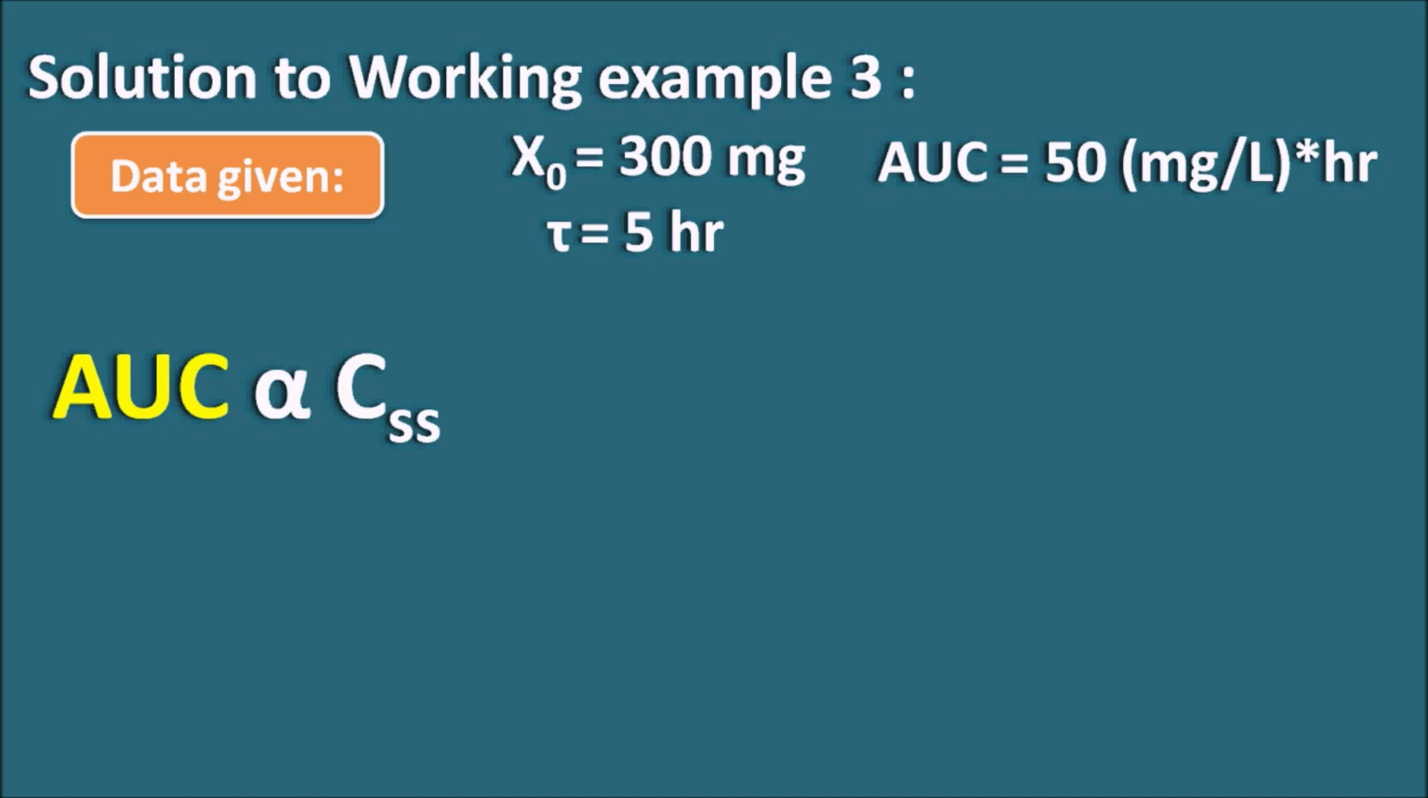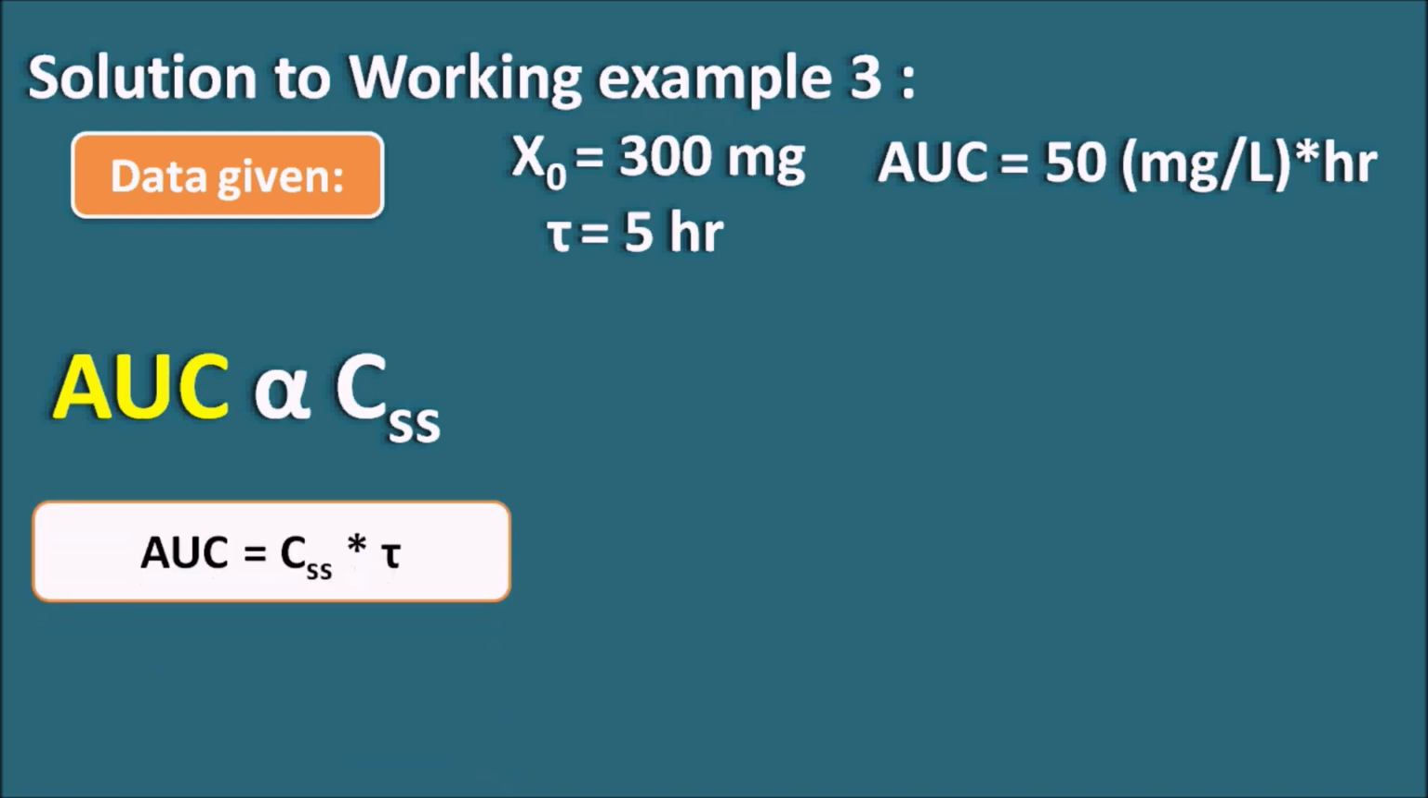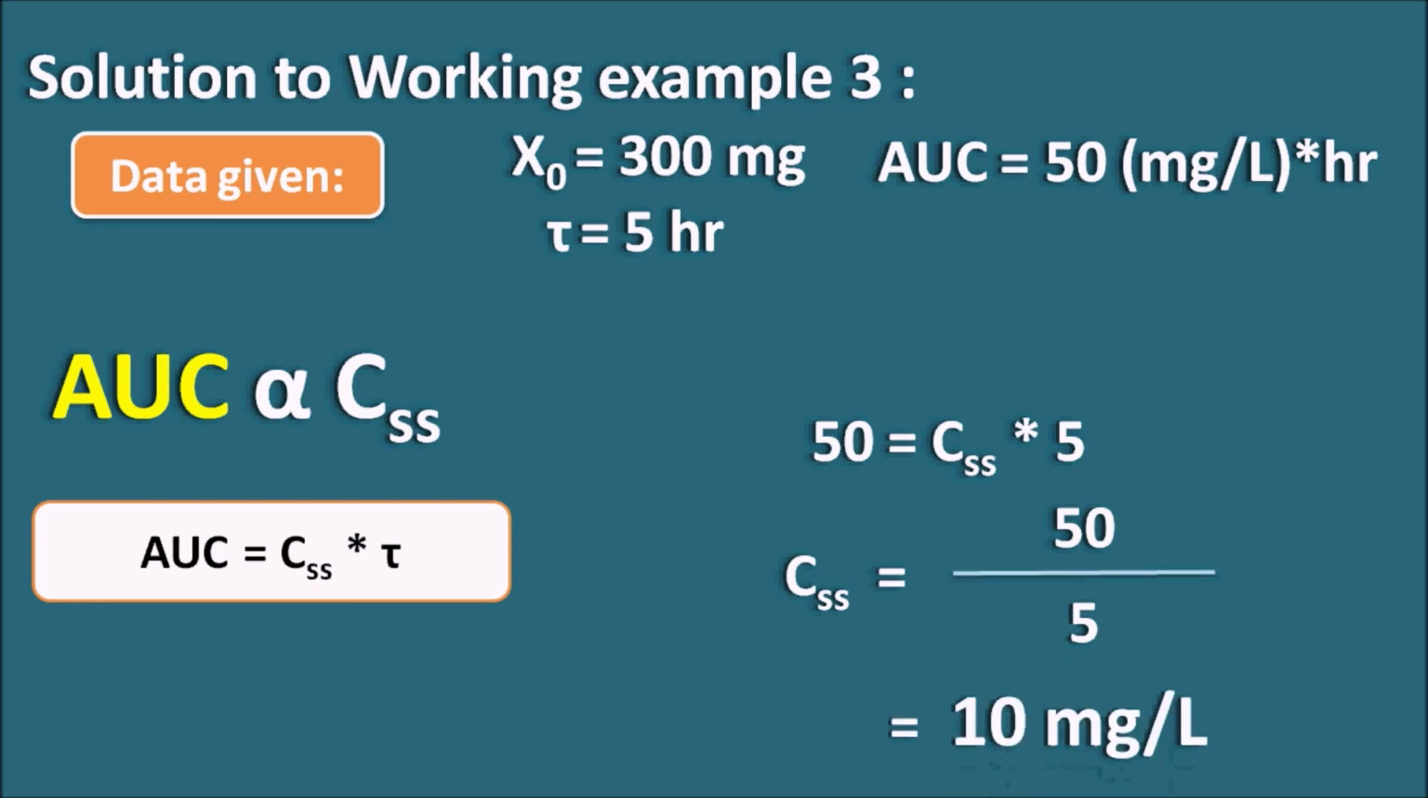So when the CSS, the steady state concentration, is multiplied by the dosing interval, we can get the total area under the curve in a particular dosing interval. So AUC is equal to CSS into tau, where AUC is the area under curve for one dosing interval. Now by substituting, 50 is equal to CSS into 5. Otherwise CSS is equal to 50 by 5, which gives 10 mg per liter. So the steady state concentration maintained within that period is 10 mg per liter.